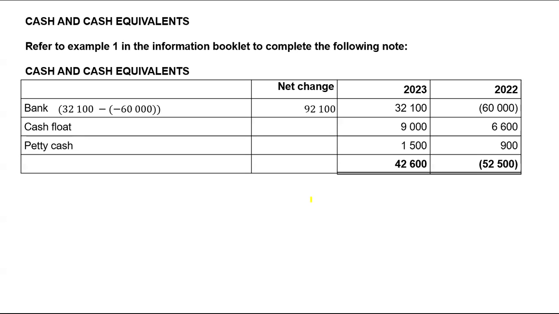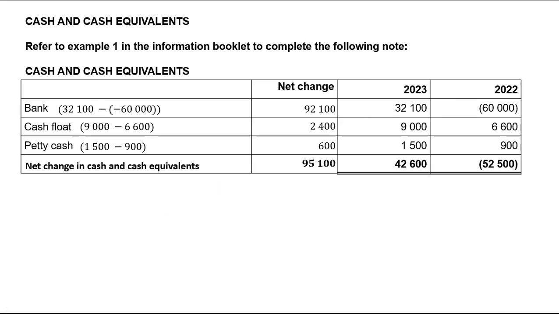Let's look at cash on hand. You'll take 9,000 minus 6,600. It'll give you 2,400. And petty cash will be 1,500 minus 900, which is 600. Your net change in cash and cash equivalents will be 95,200. So how do we show this on the face of our cash flow statement?